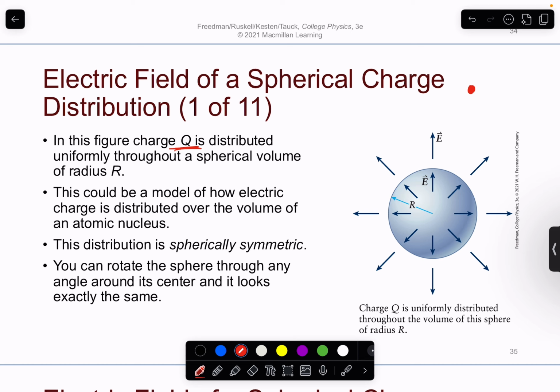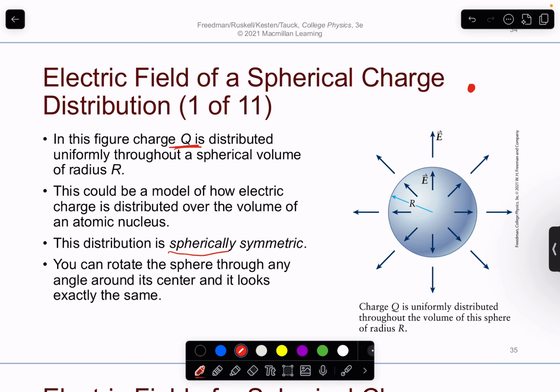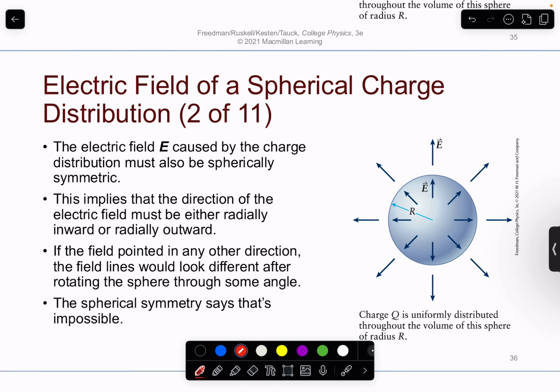How could we figure out the electric field around here? What kind of information can we get from this uniformly charged sphere? Well, what's nice about using a sphere is that it's symmetric. Something that's spherically symmetric means you can rotate it at any angle around its center and it will be exactly the same. That's good, because remember, to use Gauss's law, we need symmetry. So the electric field that is caused by this 3-dimensional ball is also spherically symmetric.